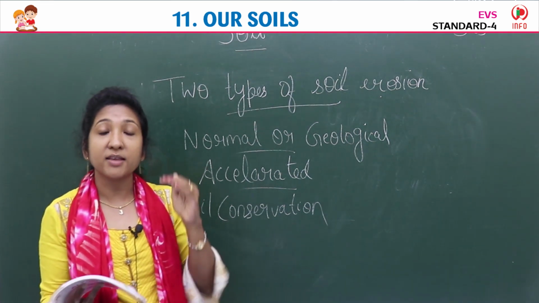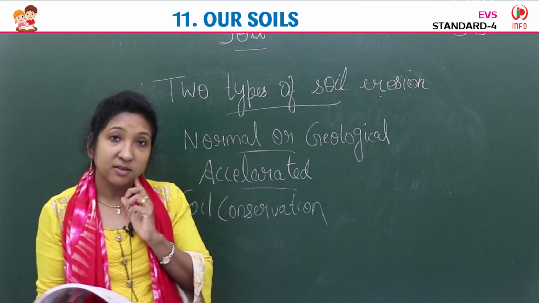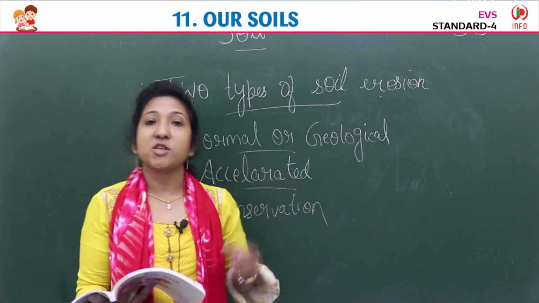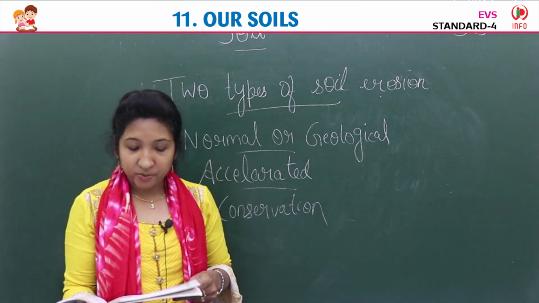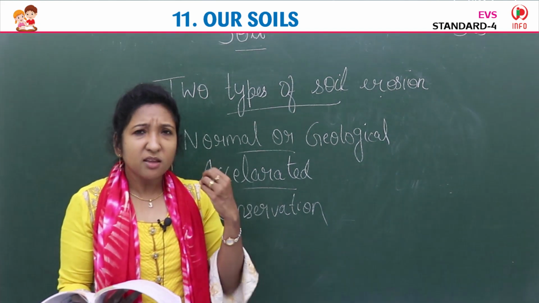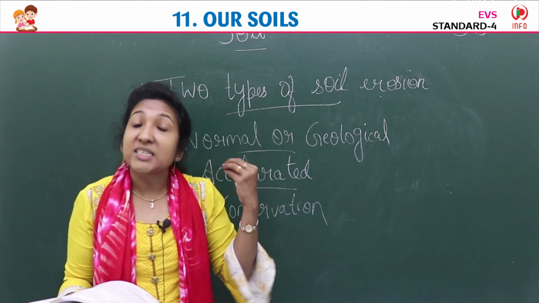Okay, so we always remember, children, don't allow anyone to cut the trees. Instead, we should plant the trees to prevent soil erosion. We need to conserve the soil. Okay, so soil is very important. We need soil for many things. It is an essential part of our terrestrial ecosystem, we say.